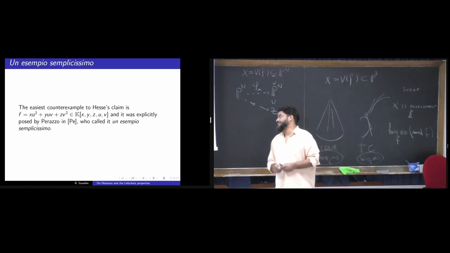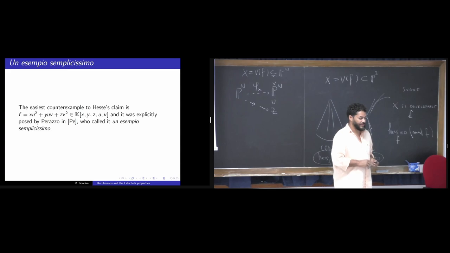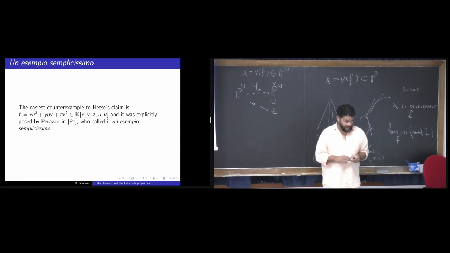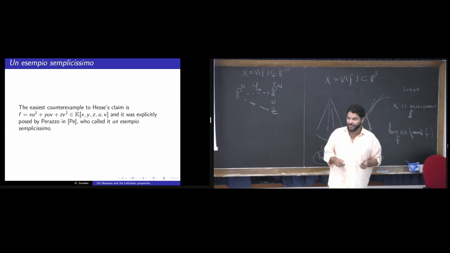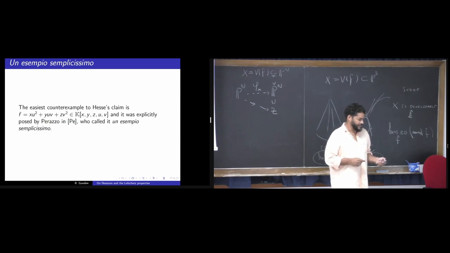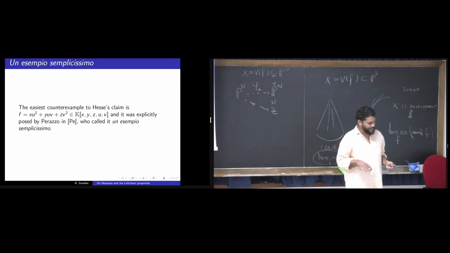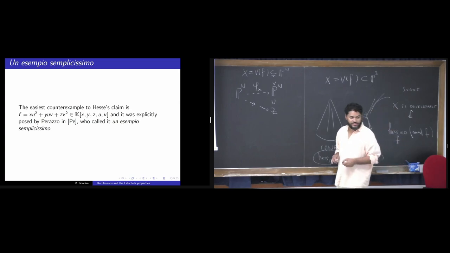The easiest counterexample to Hesse's claim is the so-called Perazzo polynomial. It was explicitly posed by Perazzo, and in his paper, he called it "un esempio semplicissimo." We'll see why it's so easy. Here, on purpose, I'm using separation of variables: these x, y, and z appear linearly in the polynomial f, and u, v here appear in quadrics. So it's a degree 3 polynomial.